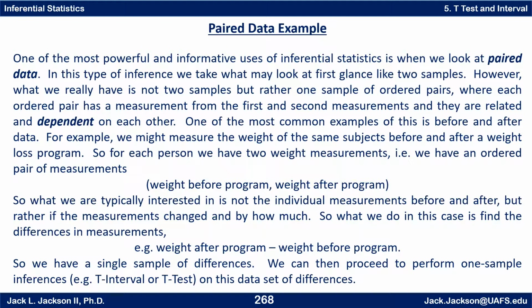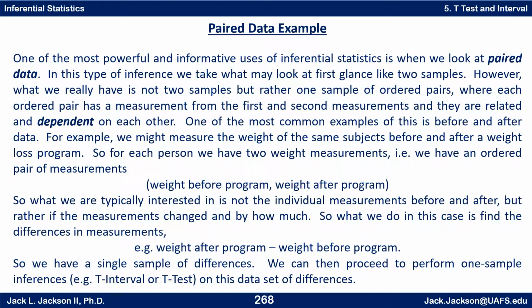So for example, we might want to measure the weight of the same subjects before and after a weight loss program. So for each person, we have two weight measurements. In other words, we have an ordered pair of measurements, weight before, comma, weight after. So what we are typically interested in is not the individual measurements before and after, but rather if the measurements changed and by how much.